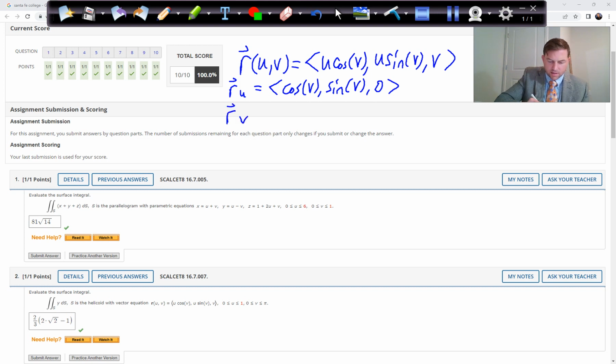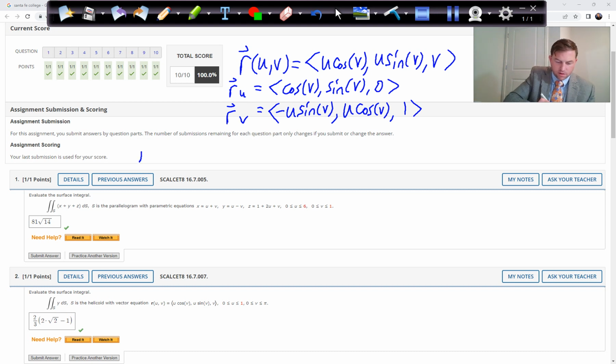Then rv is a little more complicated. The derivative of cosine is minus sine, so this is minus u sine v. The u is a constant in this case. Partial derivative of sine v with respect to v would be cosine, so the u is there for the ride, u cosine v, and then partial v with respect to v is 1. Okay, and then we have to do a cross product of these two. I think I'm going to skip that part. Showing you one cross product is hopefully enough to refresh you on how to do it.